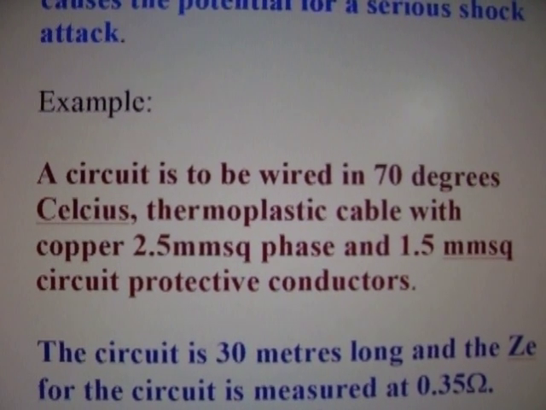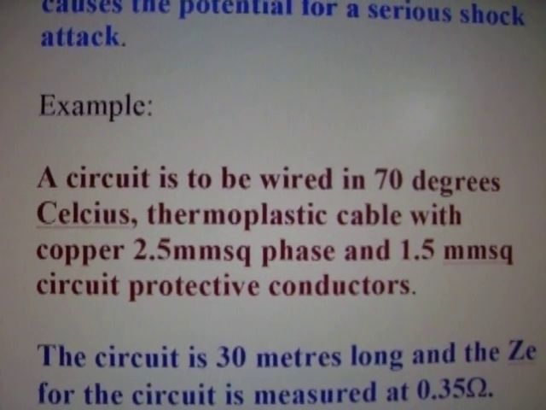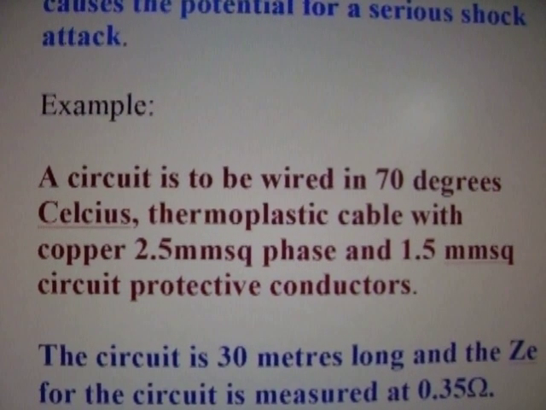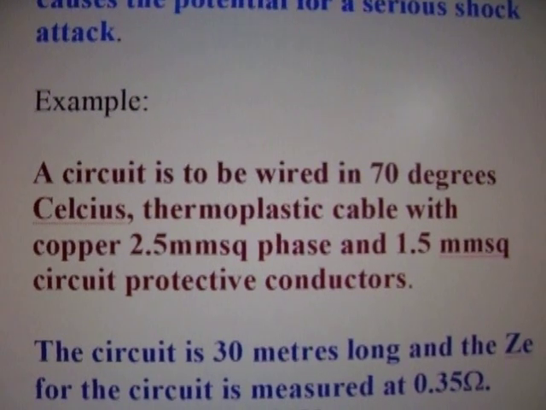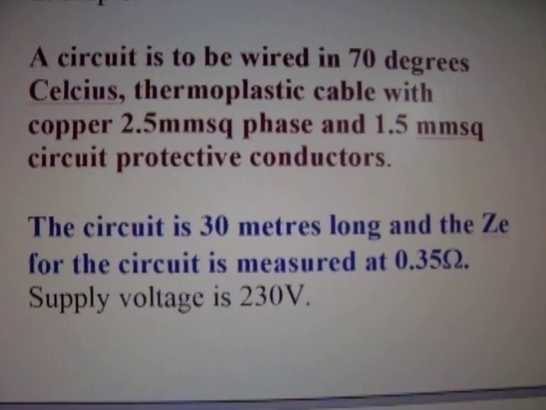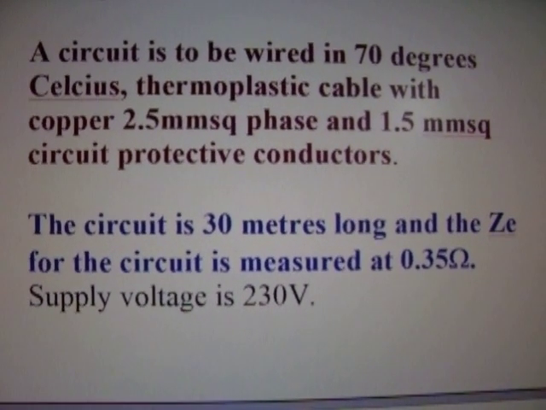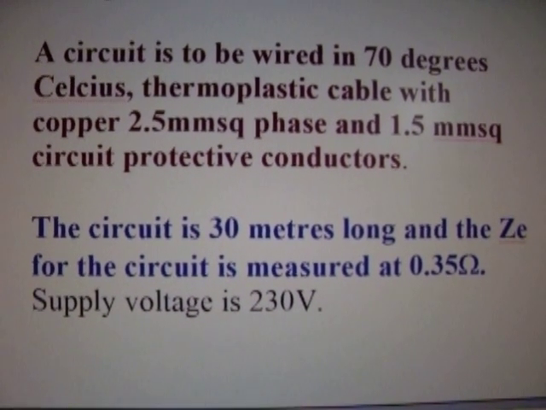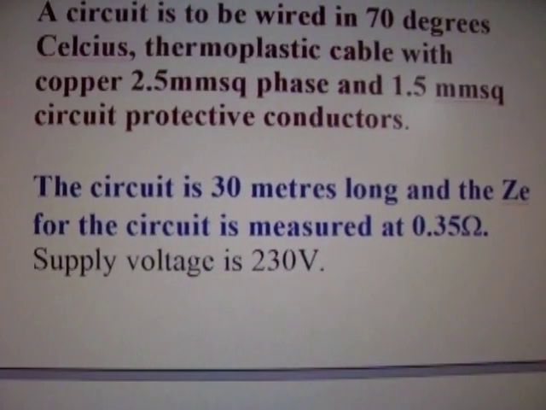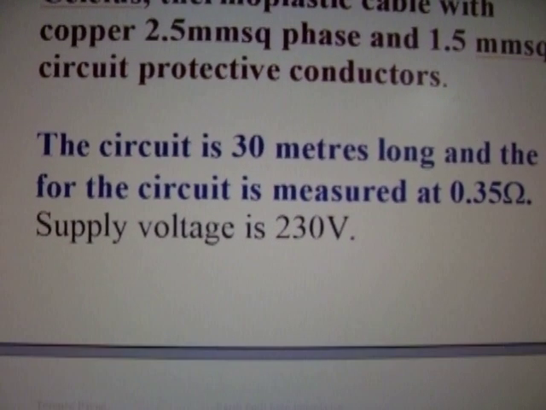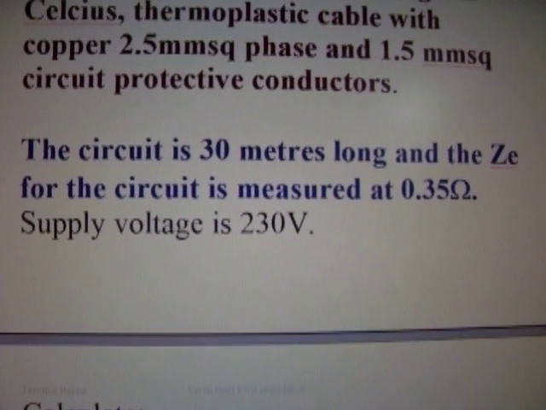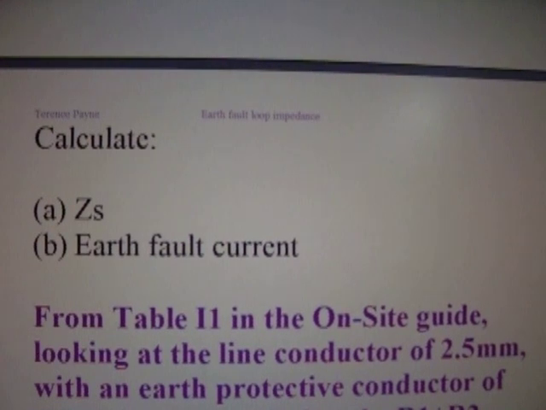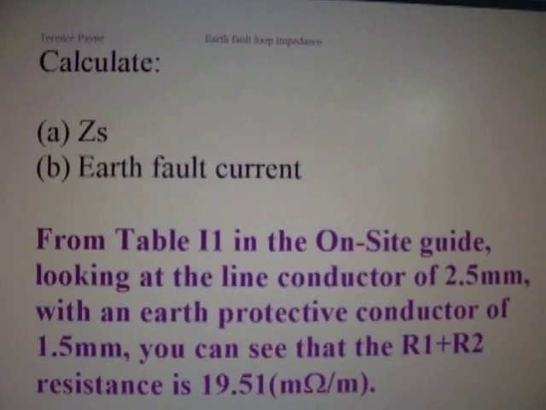Right, example. A circuit is to be wired in 70 degrees Celsius thermoplastic cable with copper 2.5 millimeter square phase and 1.5 millimeter square circuit protective conductors. Now, the circuit is 30 meters long and the ZE for the circuit is measured at 0.35 ohms. Now, this is given. The supply voltage is 230 volts. Now calculate A, ZS, and B, earth fault current.